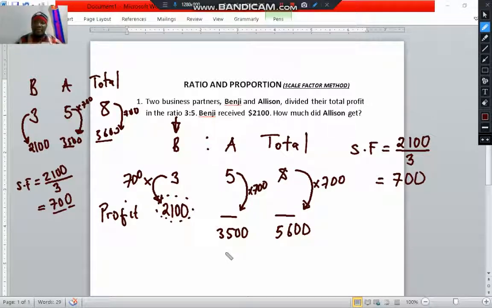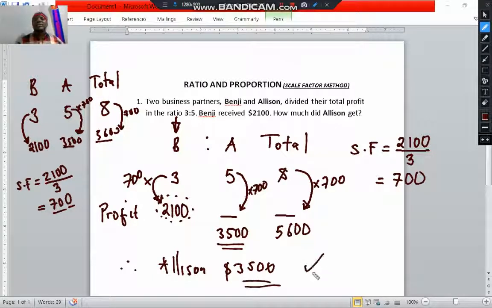So guys, the question says, how much did Alison get? You just pick from there. Therefore Alison got $3,500 since we are using dollars. So this is the scale factor, guys.